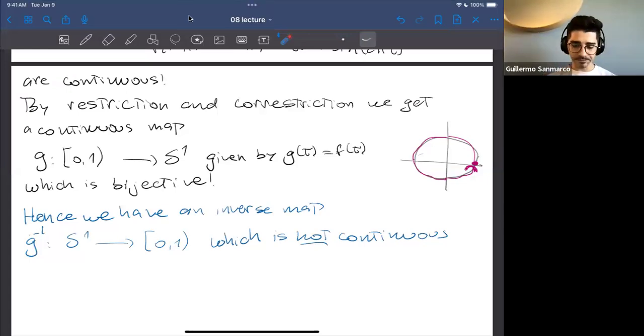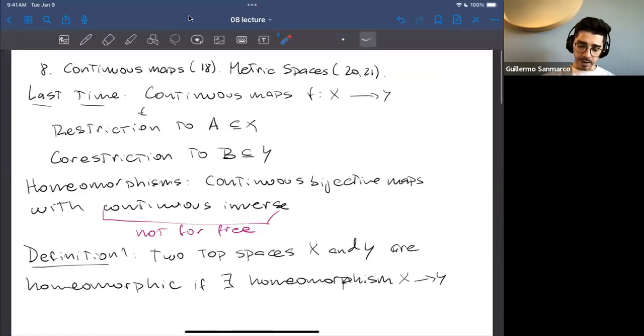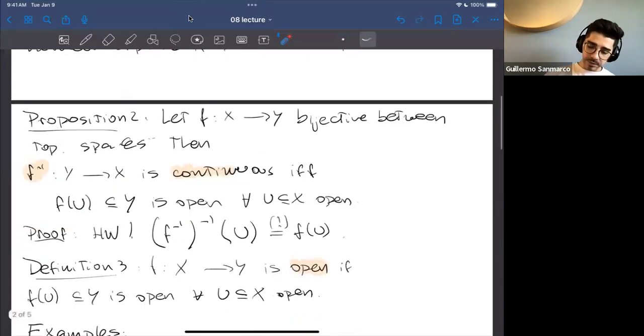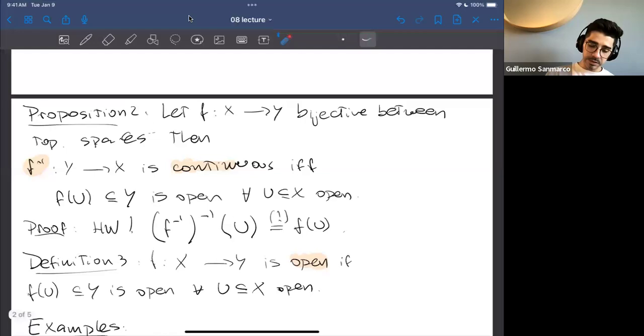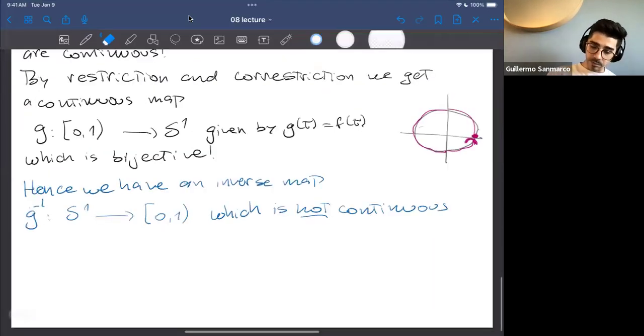Okay, so I want to show this G inverse is not continuous. In principle, I need to do the pre-image and so on. But our lemma, let me go up, our proposition as I called it: the inverse map is continuous if and only if the map itself is open, which means every open set in the domain should go to an open set of the codomain. So instead of proving that the inverse is not continuous, I can just prove that this map is not open.